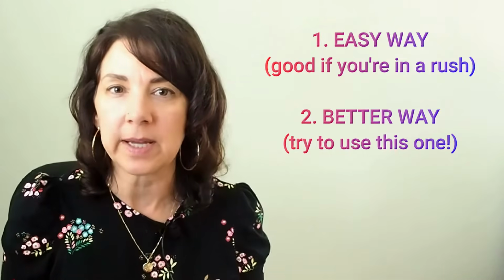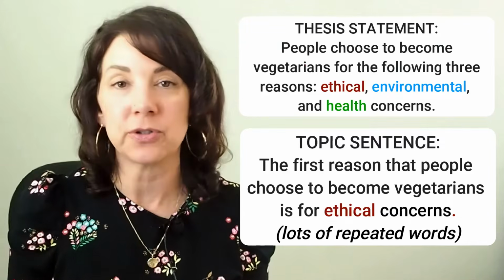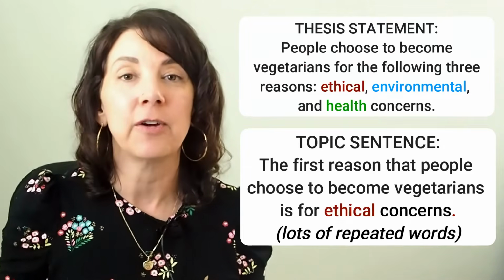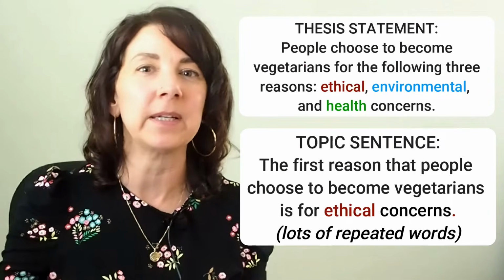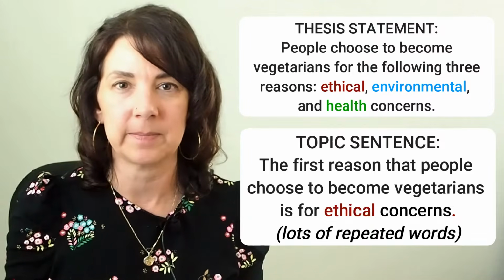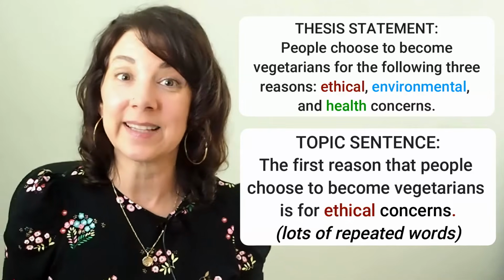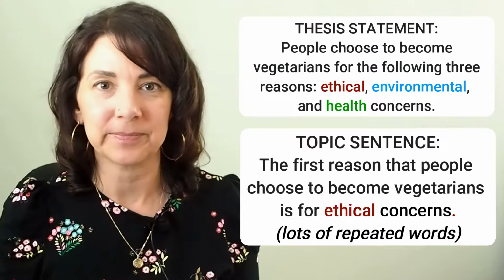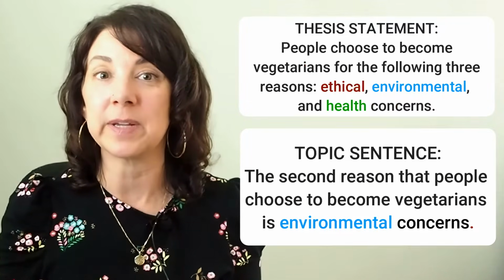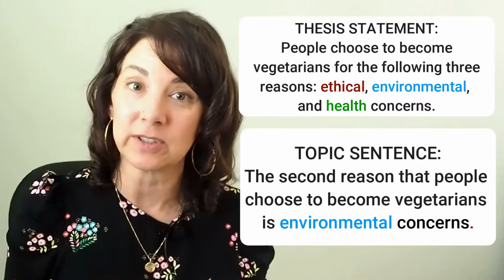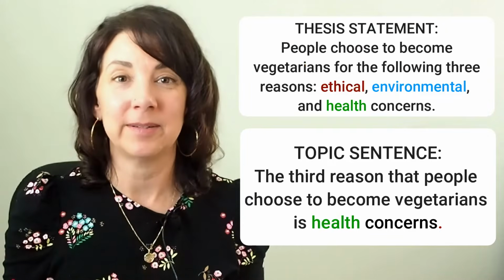There's a very easy way to do it. You're going to say, the first reason that people choose to become vegetarians is for ethical concerns. So you're just going to use the same words that are in the thesis statement to write a clear topic sentence. We're not going to start the topic sentence with the word first, comma. Instead, we're going to say the first reason. Then go to the next one. The second reason that people choose to become vegetarians is environmental concerns. And finally, the third reason, etc.